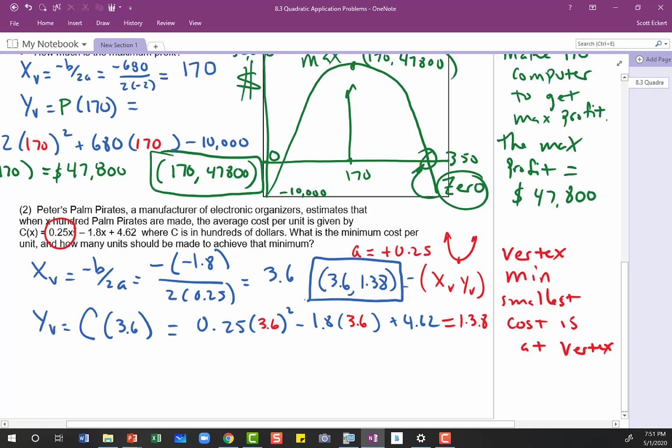Now, what is the minimum cost? And how many units are we supposed to make? So x equals the number and y equals the cost. And in this case, the number is 3.6. But remember, this x is in hundreds. So what that means is 3.6 times 100, which is 360 of these Palm Pirates.